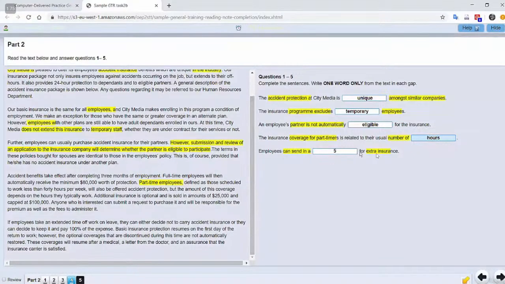All right, so employees can send a blank for extra insurance. So that's going to be right here. So what can they send? Our answer choice is right here. Additional insurance is optional, and so on. Anyone who's interested can submit a request. Submit is a synonym for what? Send. That means the answer is going to be request. Right? Okay, so that's how we do a fill in the blank question.